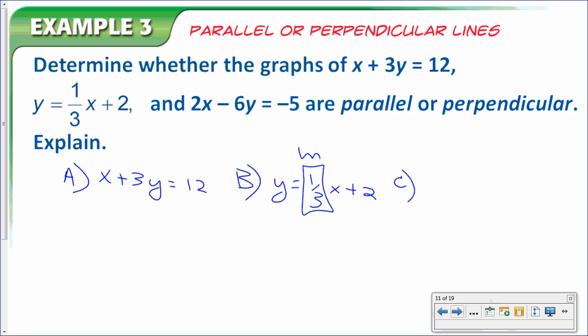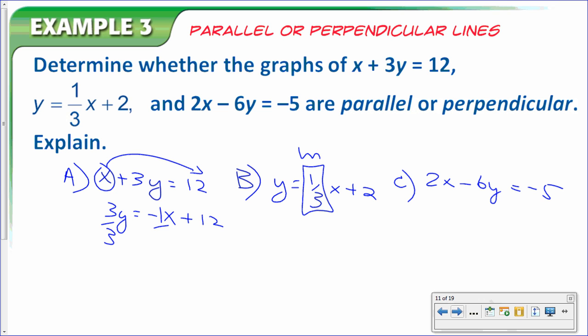And then equation C, which would be what? 2x minus 6y equals -5. Now I gotta change these. Where do I move here to get the slope intercept? Move that over there, that gives me 3y equals -x. Put a 1 in front of it if you like. Then divide by what? 3. y equals -1/3 x plus what? 4. Okay, so A and B, what are they?